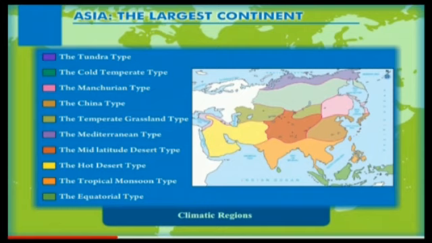Number seven, the mid-latitude desert type. Number eight, the hot desert type. Number nine, the tropical monsoon type. And the last one is the equatorial type. So these are the climatic regions of Asia. Now let's discuss these climatic regions in detail. For this, I want you all to refer to page 73 in your textbook.